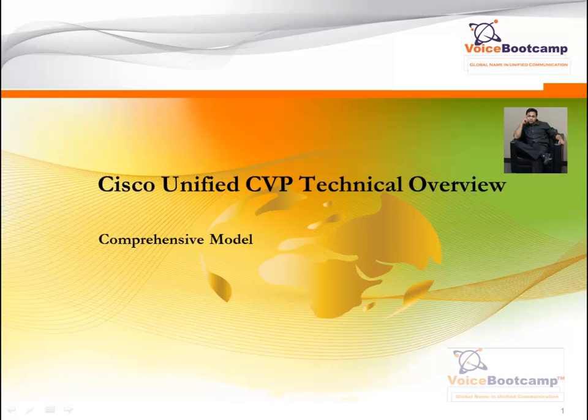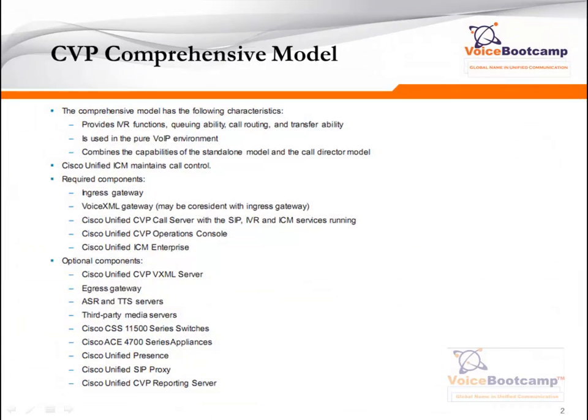In this particular video, I'm going to discuss the comprehensive model of call flow. This type of functional deployment model can provide an organization with a mechanism to route and transfer calls across the VoIP network, and also to provide IVR service and queuing of calls that are being routed to a selected agent. The most common scenario for this type of functional deployment is for an organization that requires a 100% pure IP-based contact center.